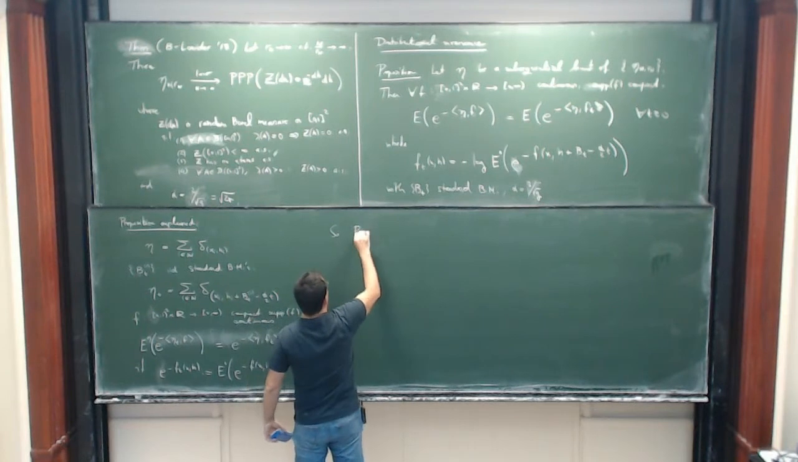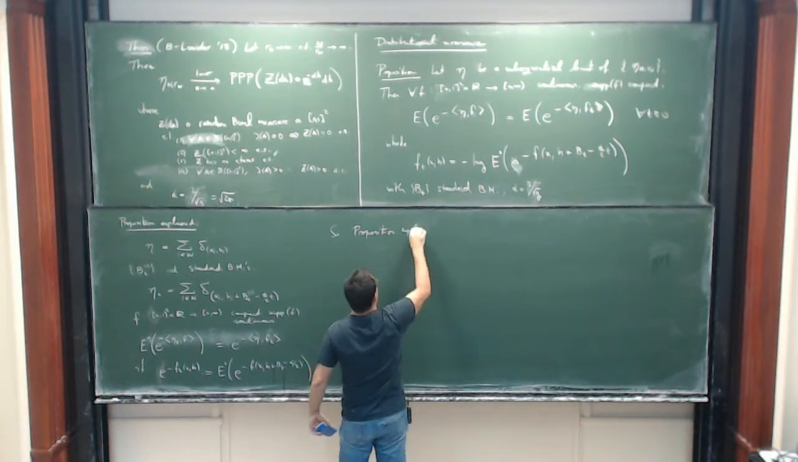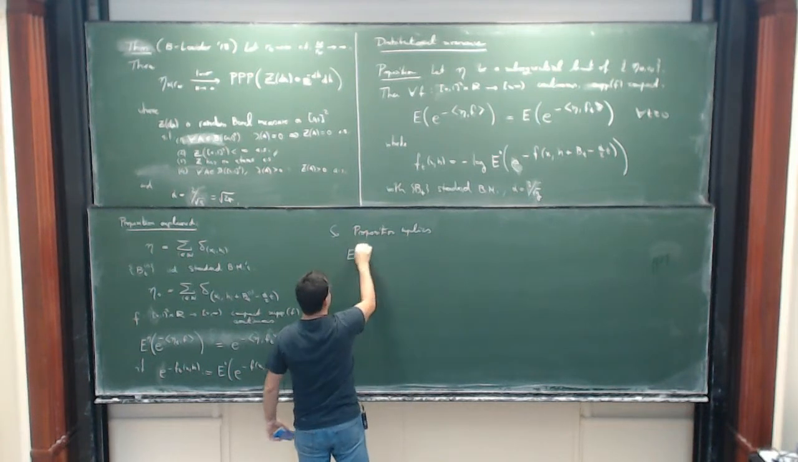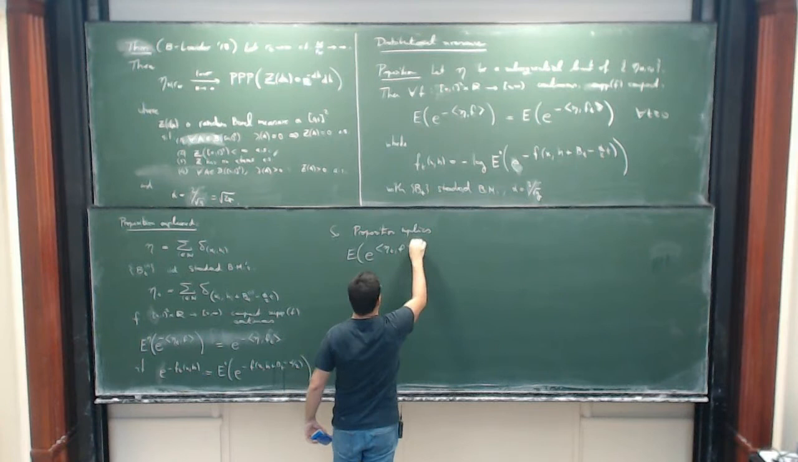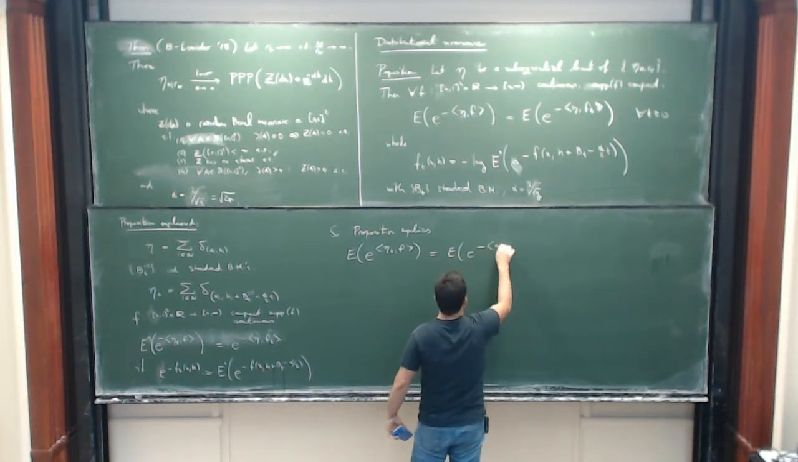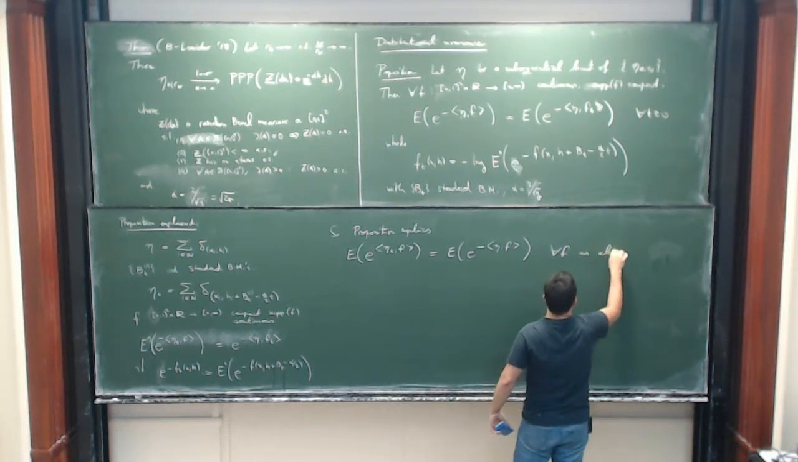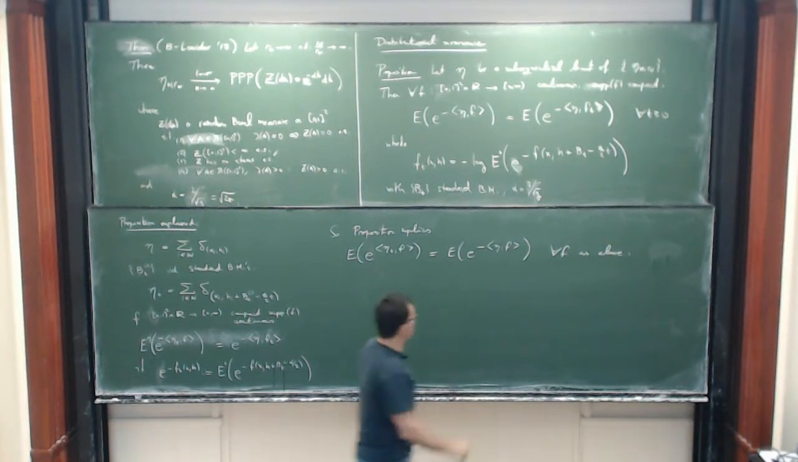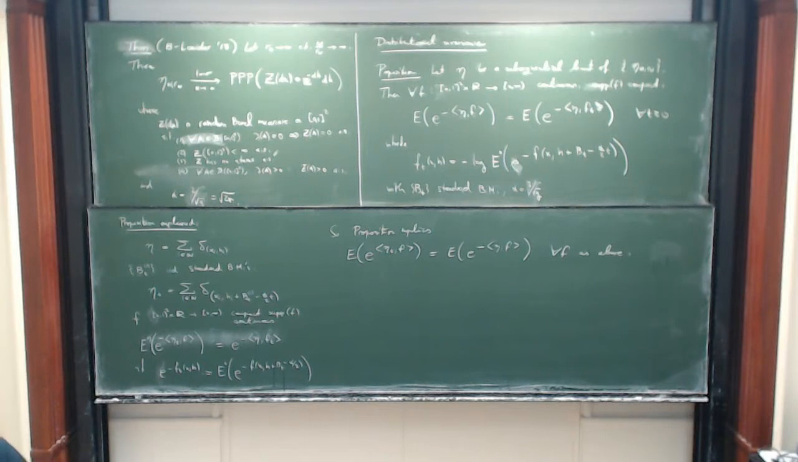So the proposition implies that the expectation, now not constrained, of e to the minus eta f is equal to the expectation of e to the minus eta f for every f as above. But this is exactly what characterizes equality in distribution for the point process.